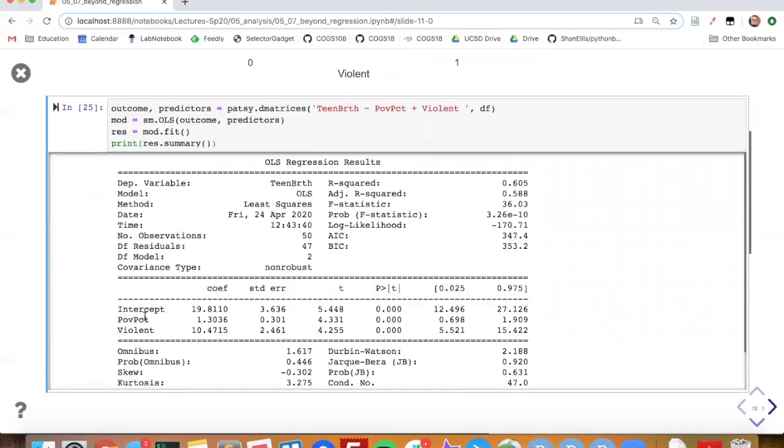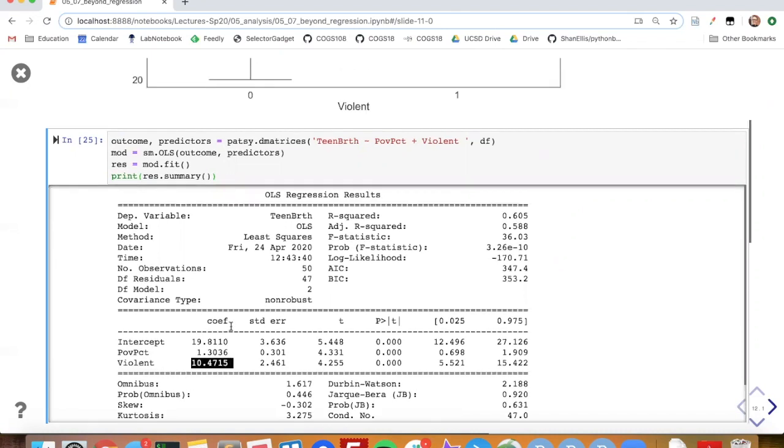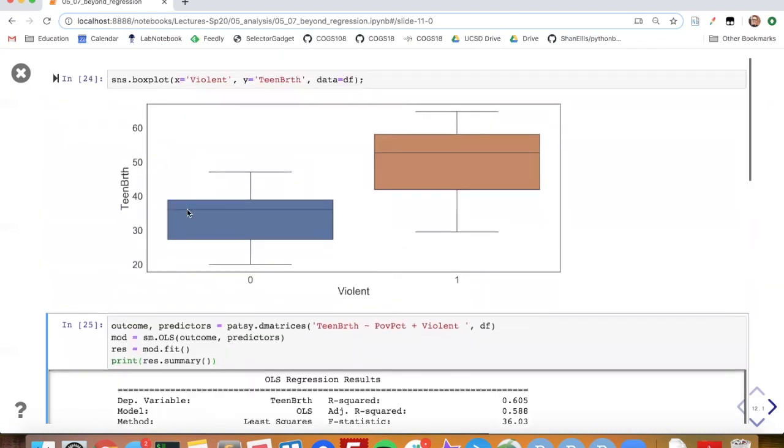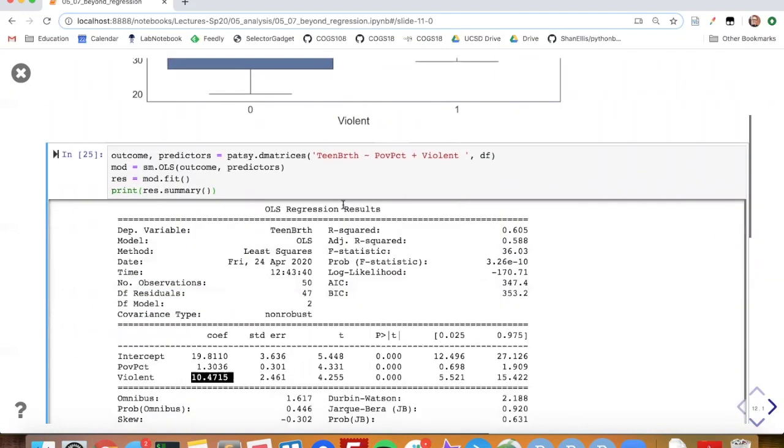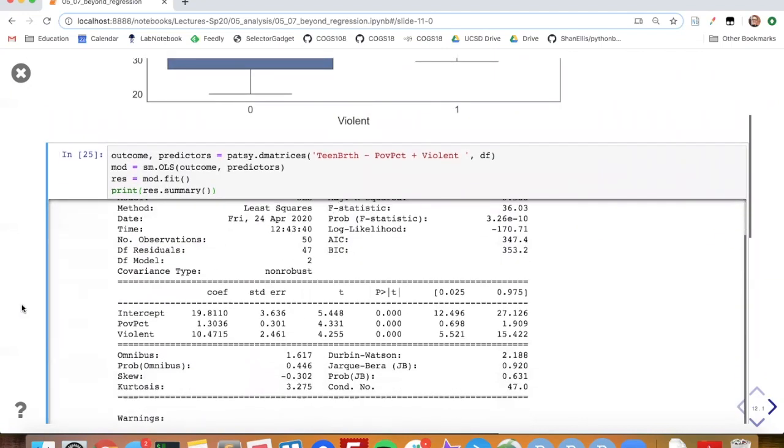When we look at the summary statistics here, we see that the coefficient of poverty percentage on teen birth is 1.3. So for every 1 unit increase in poverty percentage, we would expect teen birth rate to go up by 1.3. And now we see between a 0, a low violent, and a 1, a high violent, we would anticipate a 10.4 unit difference in teen birth rate, which we can see visually when we look at this plot. But how do we put all of these pieces together on a single plot?